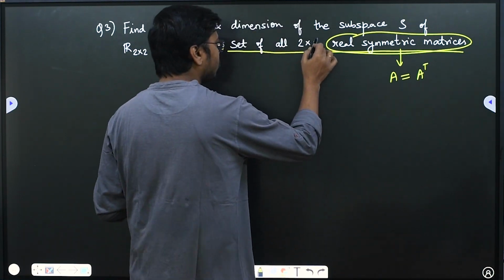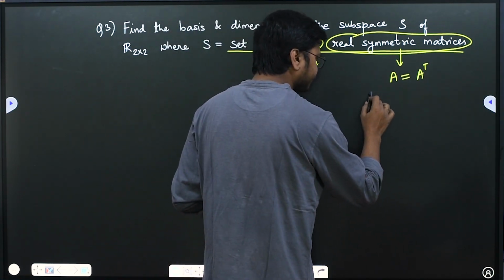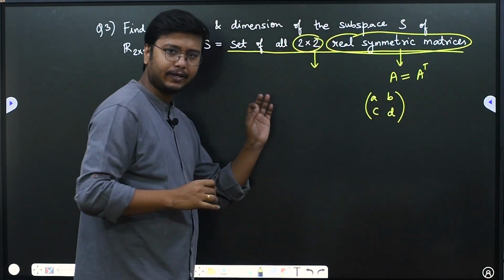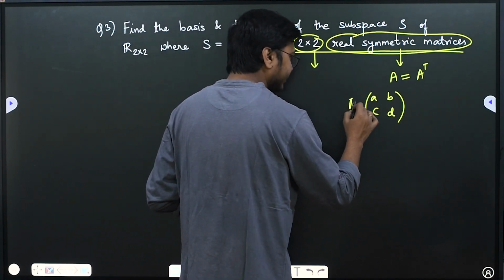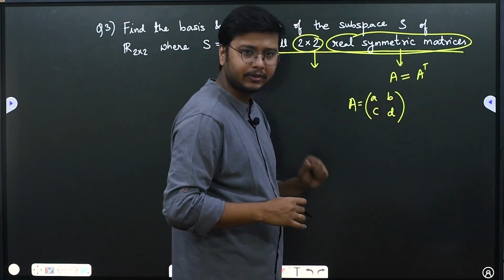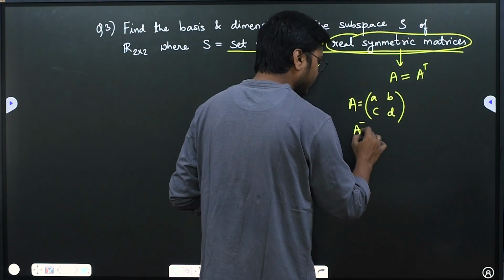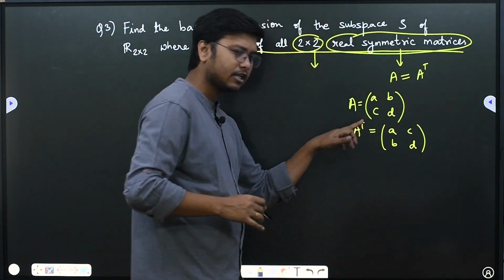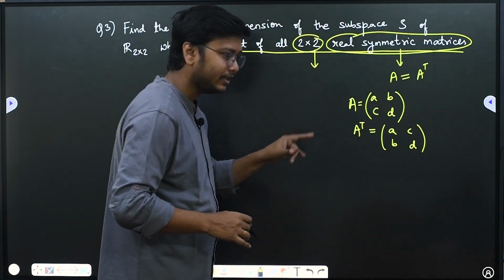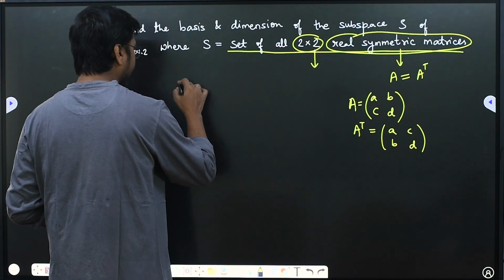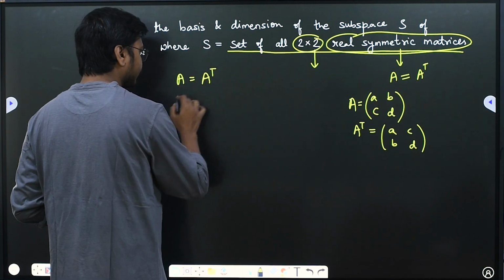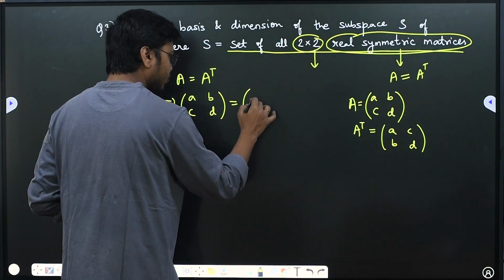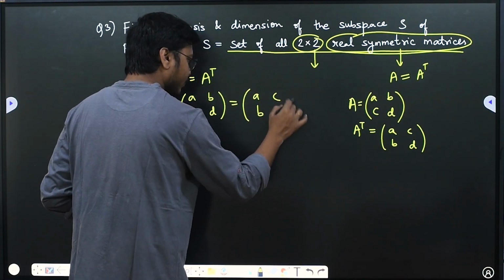So we have 2 cross 2 matrices. That means if I have [[A, B], [C, D]] as one of my 2 cross 2 matrices, and if A is supposed to be equal to A transpose, now A transpose would be [[A, C], [B, D]]. And if both are supposed to be equal, then I need to have [[A, B], [C, D]] equals [[A, C], [B, D]].